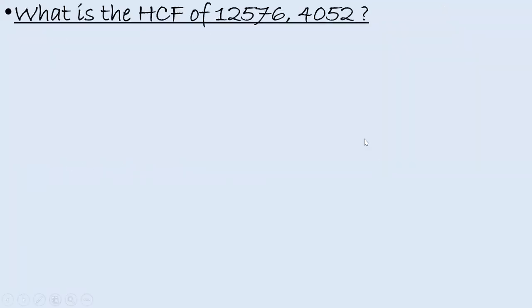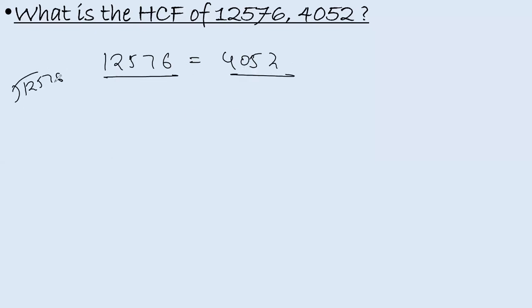Okay, and the next question is, what is the HCF of this and this? These are the bigger numbers, so this is not a 1 marker question. This is a 2 marker question, you can say, right? Now this is the dividend, this is the divisor. So we'll divide 12576 by 5042.